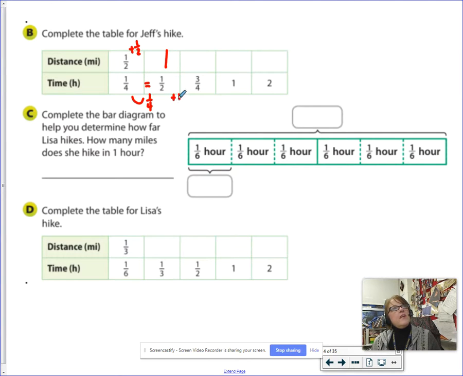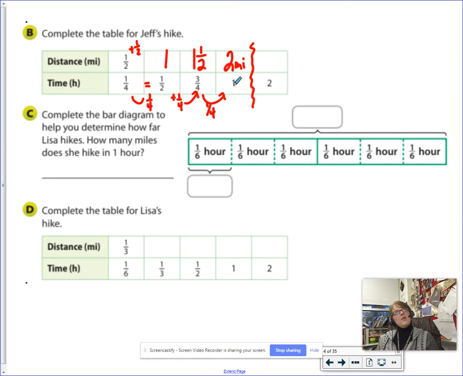Then they added another quarter mile to get to 3/4, which means I'm going to have 1.5 miles. Adding another quarter mile gives me my full hour, and that gives me a total of 2 miles. Now be careful here, because this is not following this same pattern. I kind of don't like the way they just jump here.